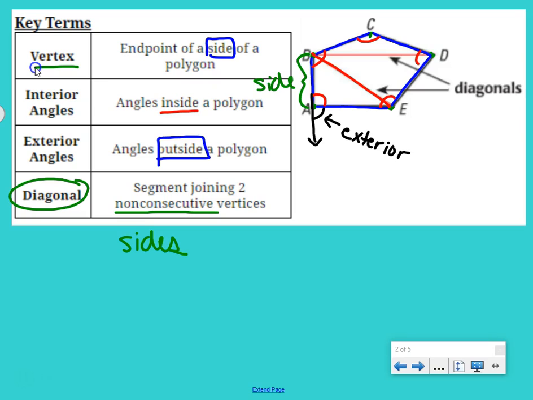So now if you look at this pentagon, it's actually split into three triangles by its diagonals. We have triangle 1, triangle 2, and triangle 3. So every polygon can actually be split into different sets of triangles.